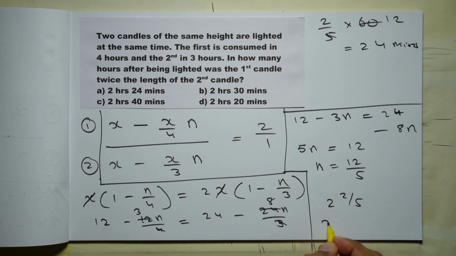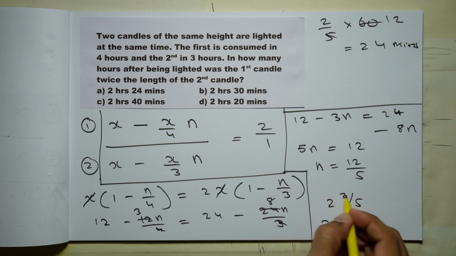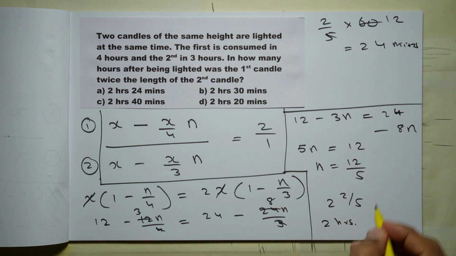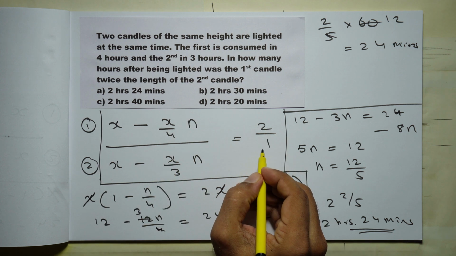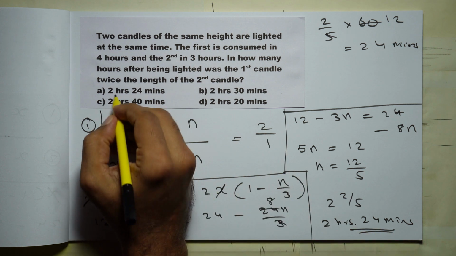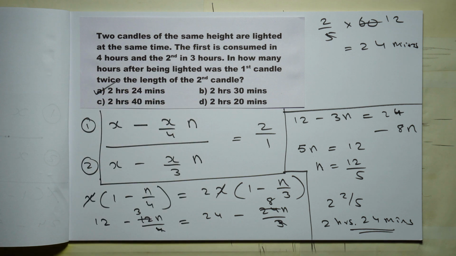So the time required is 2 hours and 2/5 of an hour, that is same as 24 minutes. So time required is 2 hours 24 minutes. In this much time, the first candle will be twice the length of the second candle. So time required 2 hours 24 minutes, option A.